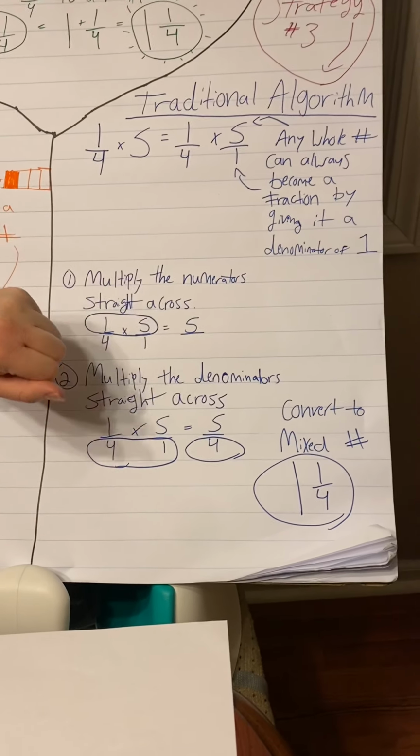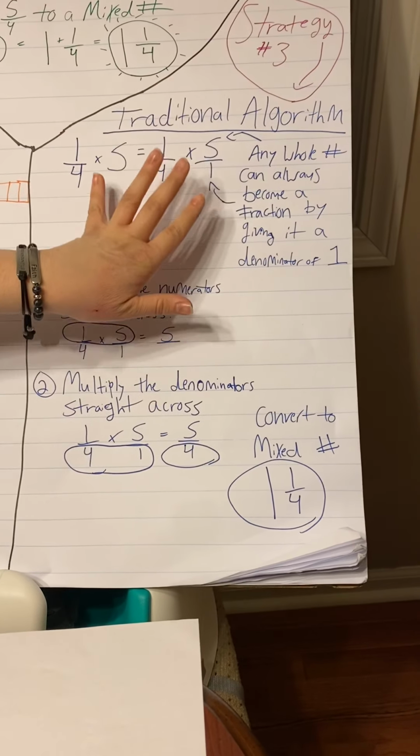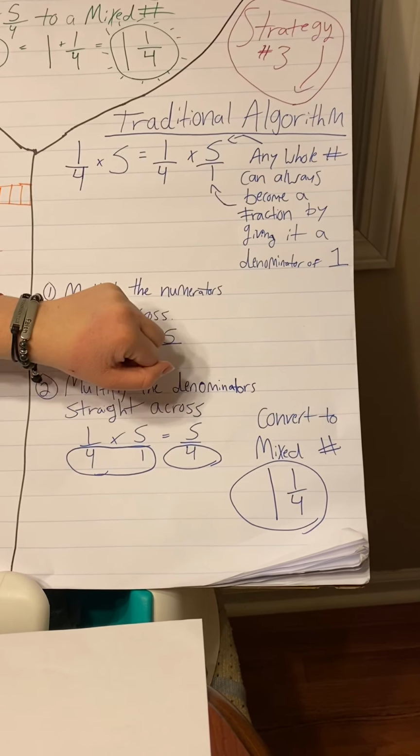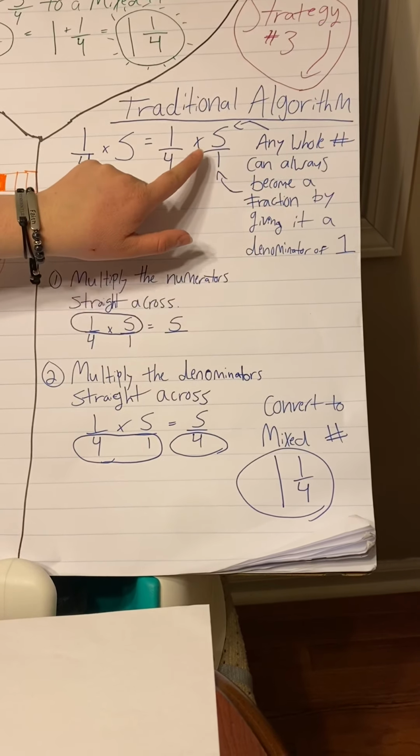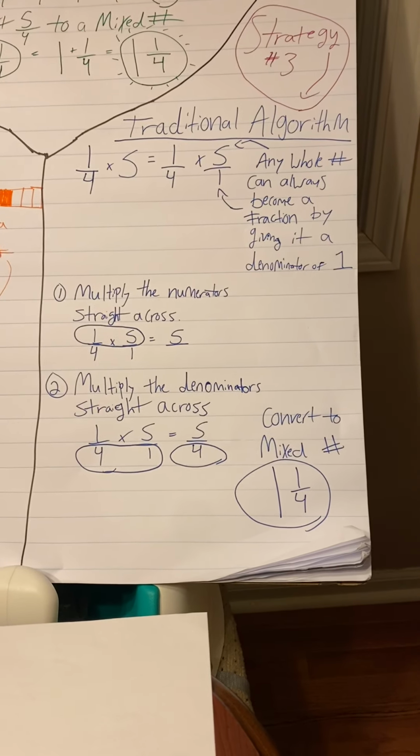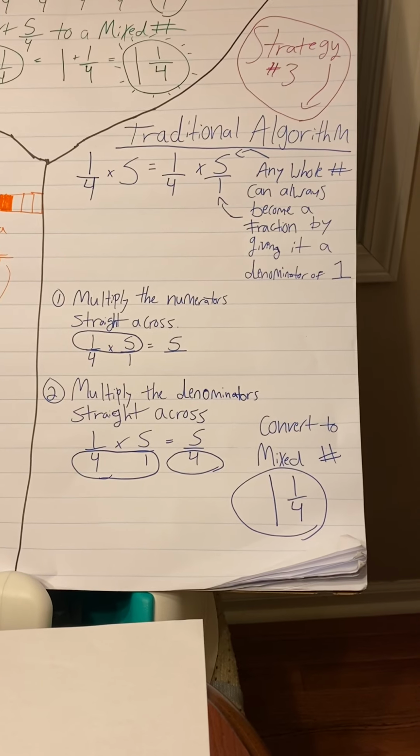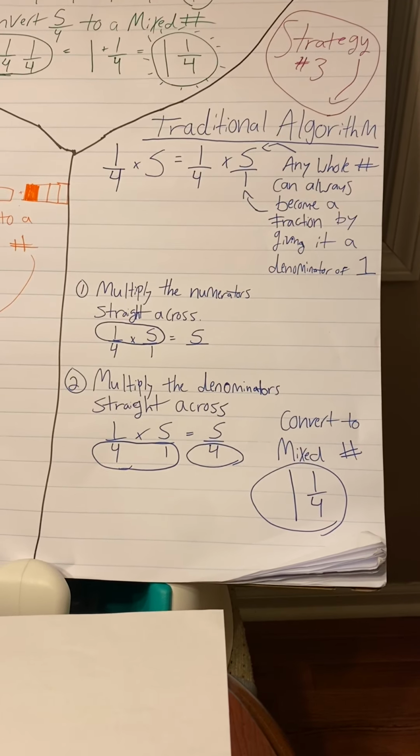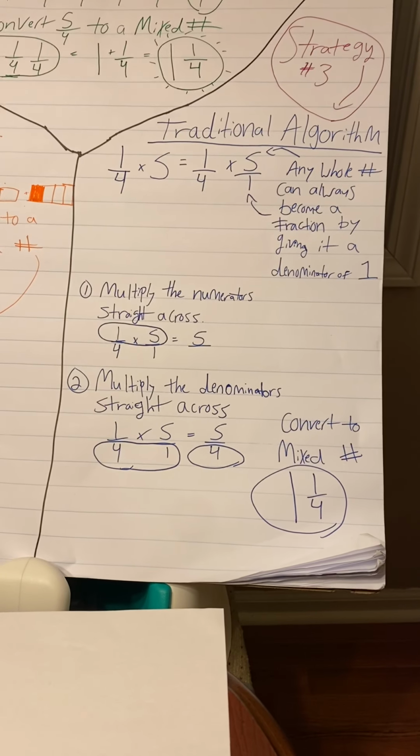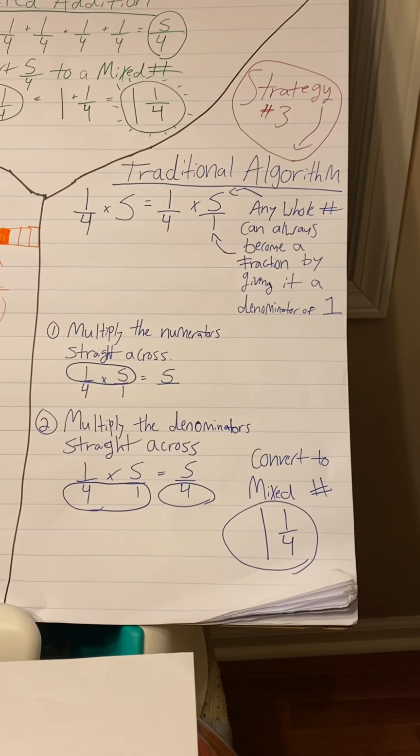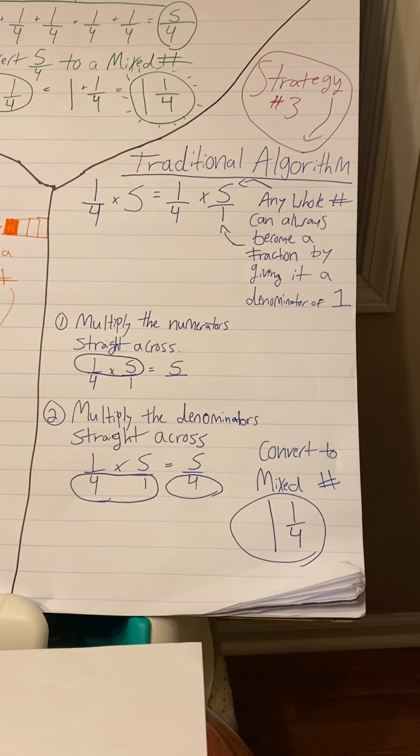This is the first example I have. Any whole number can always become a fraction by giving it a denominator of 1. Why does that happen? Because you can put a 1 over the number and divide it, and it will still be that same whole number, because it's like you are dividing it by the same number.